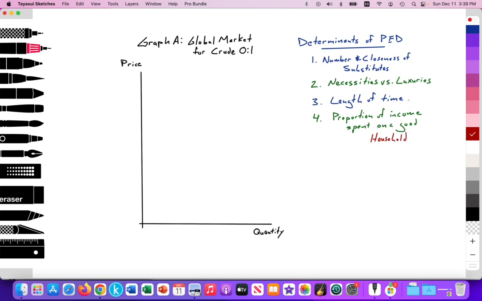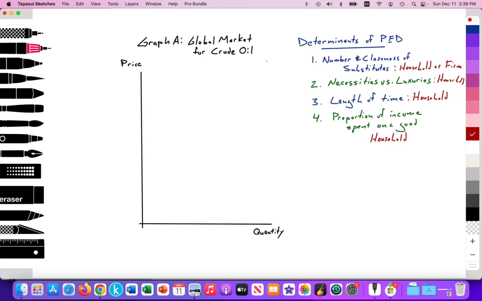Length of time could also be looking at the impact on the household and their ability to adapt to rising or falling prices. Can they find alternatives in the short versus the long run? Necessities versus luxuries also kind of focused on the household. Number and closeness can also be focused on the household, but we're going to use this for the firm. Household or firm.